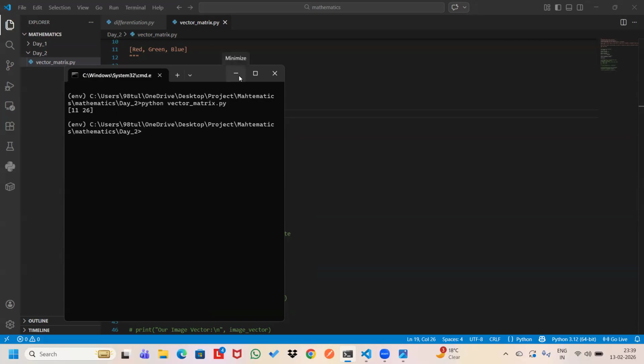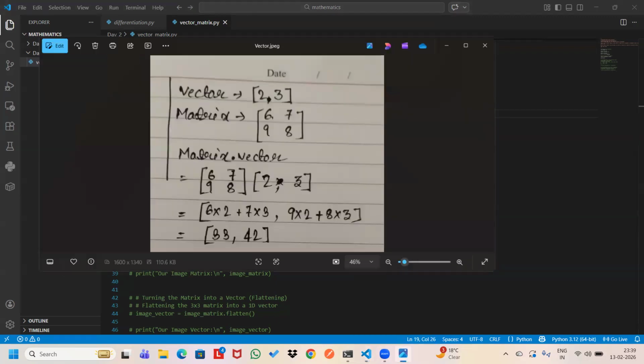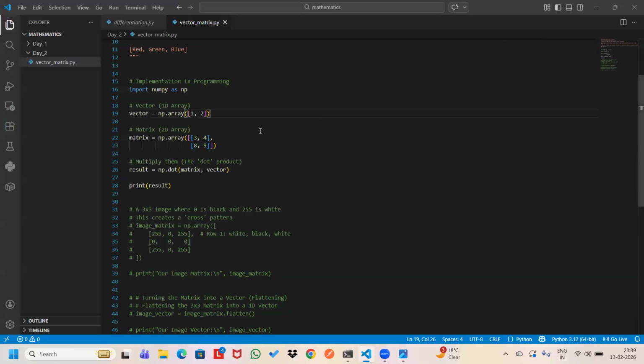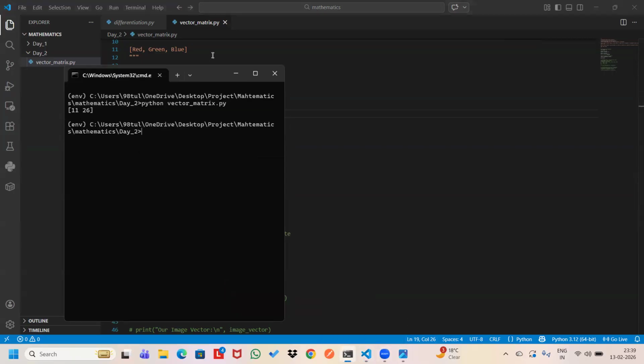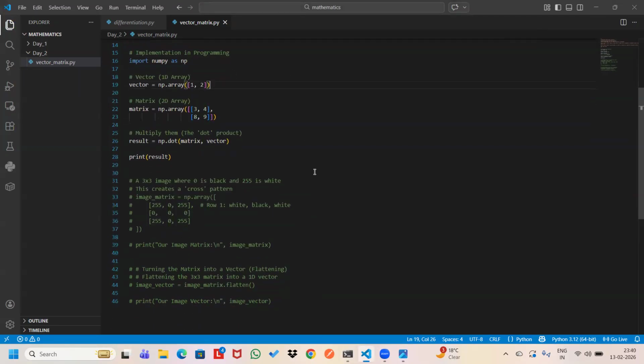If you notice, it's not matching with my image. Why is it not matching? Because I have taken other numbers in my image, and this is something different. You can see this is 2 3 6 7 9 8, and here I'm taking 1 2 3 4 8 9. So when you multiply this, you will get the same answer that I am getting over here, that means 1126. Try it by yourself, and then tell me if there is any problem.